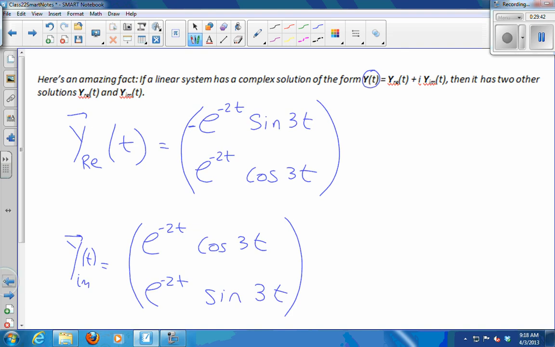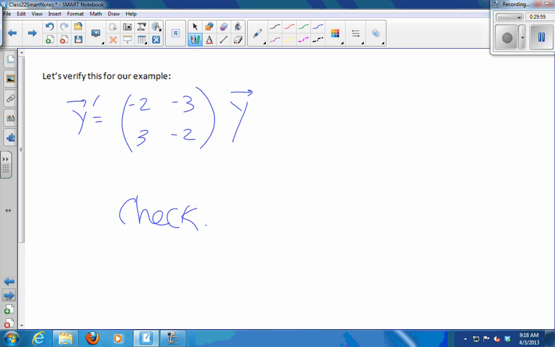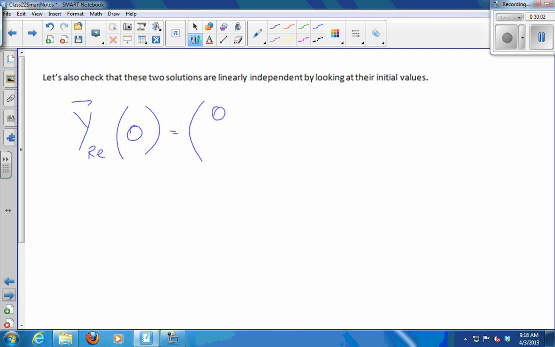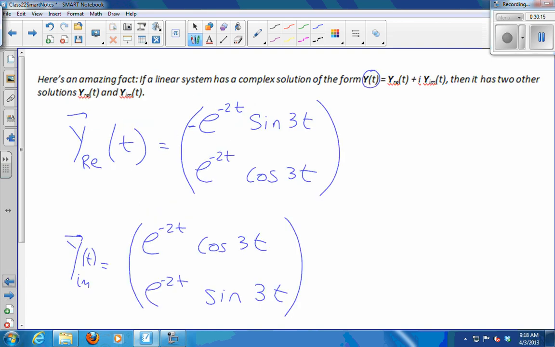So if I plug 0 into my y real, I get -1 times the sine of 0. What's the sine of 0? 0. So I get 0, and then 1 times the cosine of 0, which is 1. So I get 0, 1 as my initial value for y real. And then y imaginary at 0, I'm going to get 1 times the cosine of 0, which is 1. And then I get 1 times 0, which is 0, so I get 1, 0.